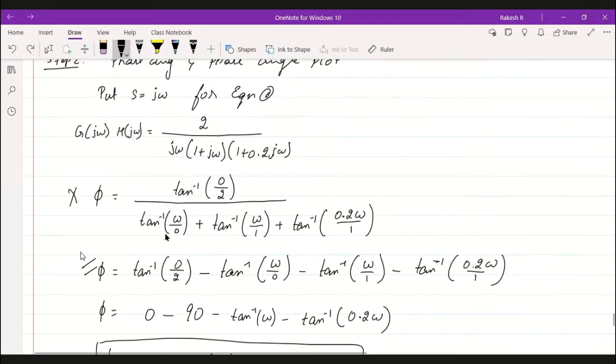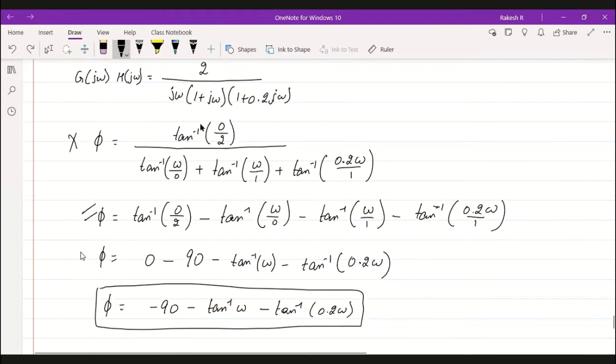Now, after that, you need to obtain the phase angle plot for the given question. For the numerator, we don't have any imaginary part, so I write tan inverse of 0 divided by 2. For J omega, this is the imaginary part, so I can write tan inverse of omega divided by 0. And for 1 plus J omega, tan inverse of omega divided by 1. That is, the imaginary part here is omega and the real part is 1.